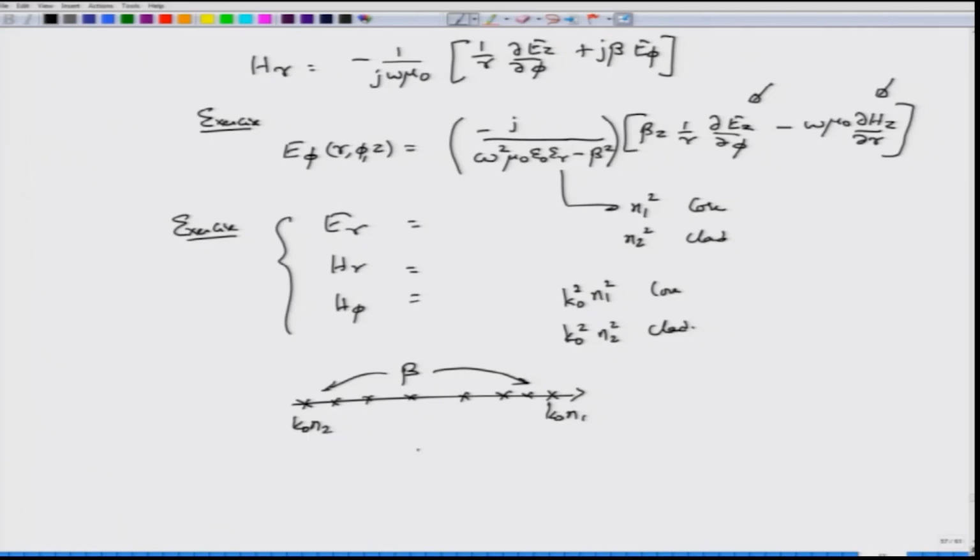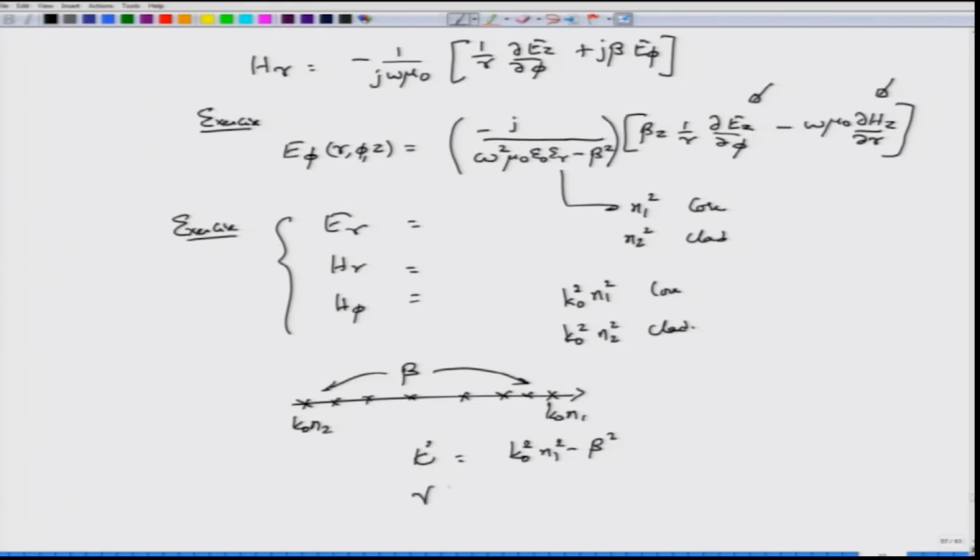Just as we did for the slab waveguide, where we defined kappa f square as k0 square n1 square minus beta square, we are going to do the same thing here, but instead of calling this kappa f, I am going to simply call this kappa. I could have of course called it kappa c to indicate that this is the core, but then I would also have the same letter for cladding. So, I do not want to put any subscript that will confuse us.